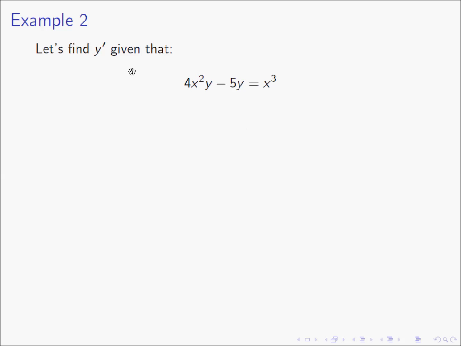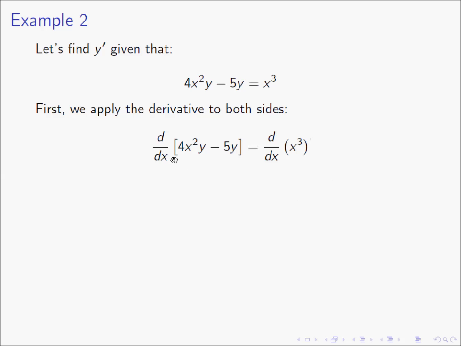As a second example, let's consider this equation here with variables x and y, and we're asked to find y prime, that is the derivative of y with respect to x. So first we apply the derivative to both sides. We take the derivative on the left side and the right side. On the left side we can distribute the derivative like this.